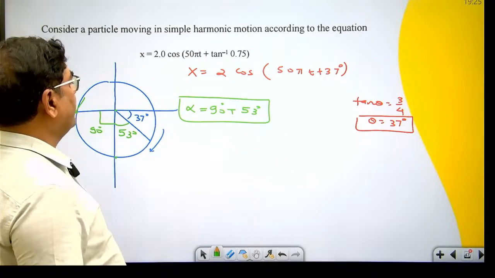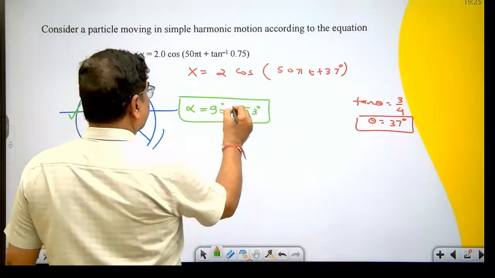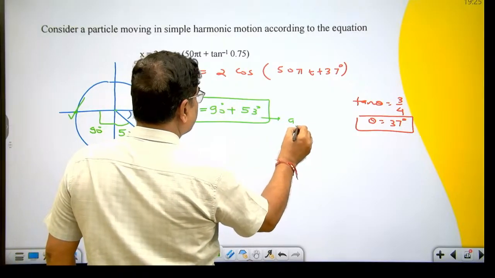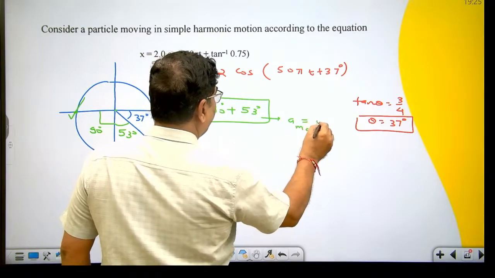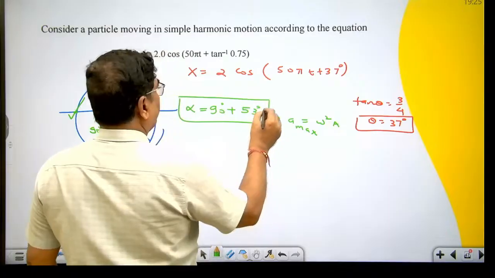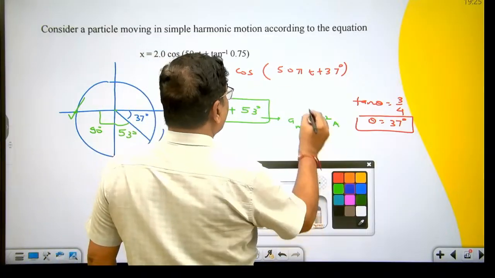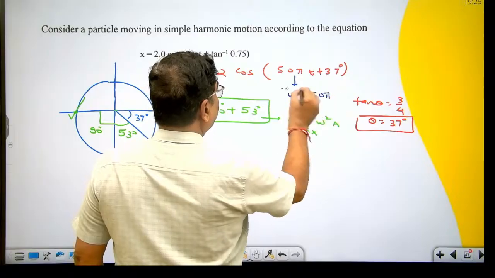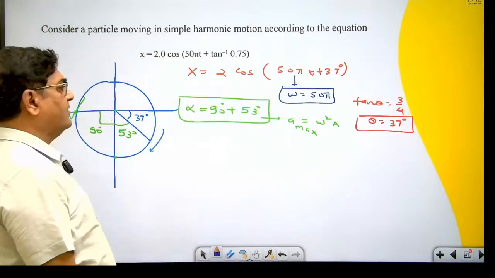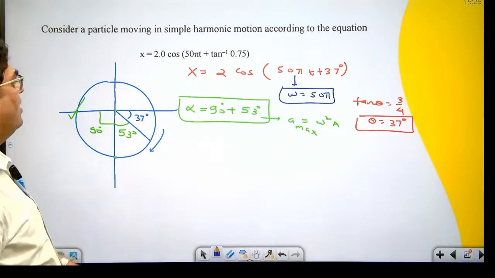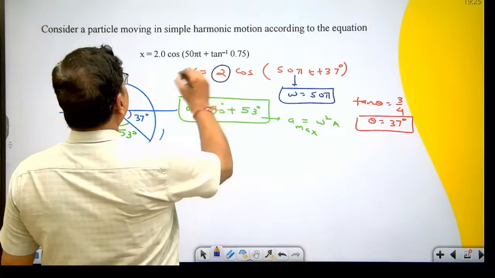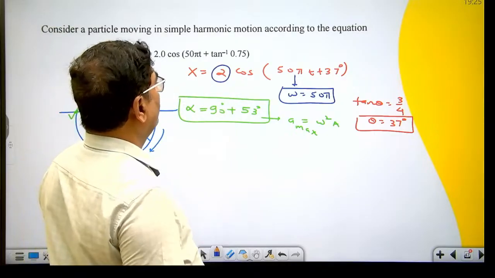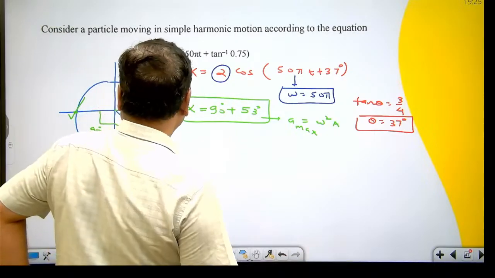Now, if you want to determine the time, at this position the acceleration will become maximum and its value will be equal to omega square a. What is omega in this question, dear student? Omega equal to 50 pi. Okay. Now see, a in the question is 2. Now the problem has become very simple.